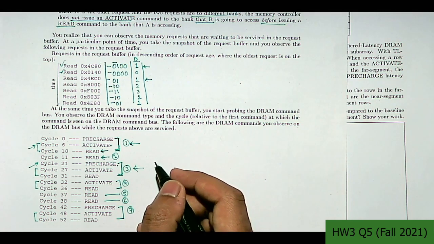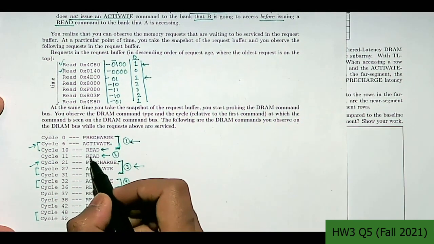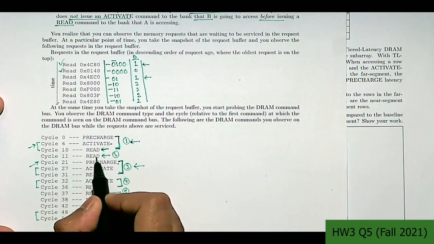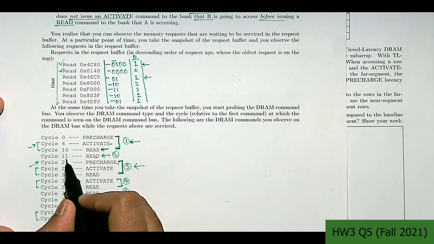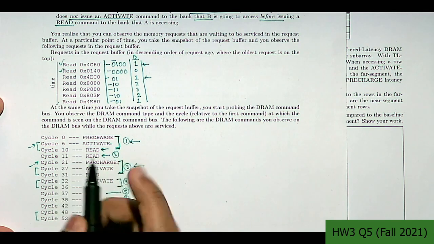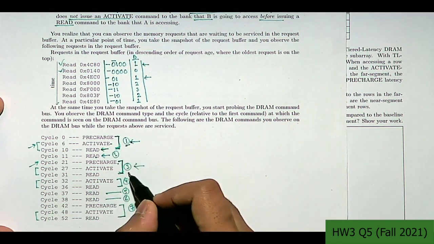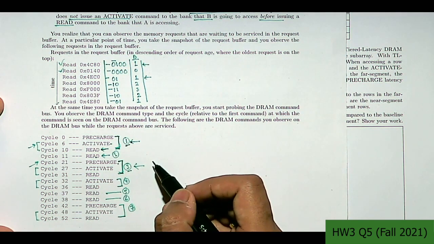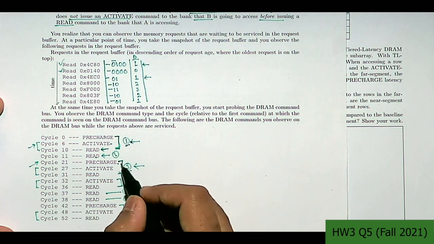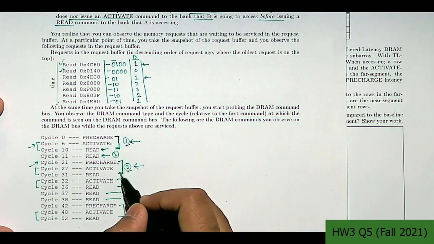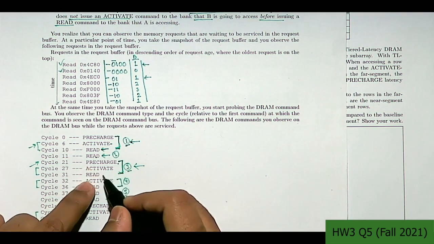Yeah, that's true. But in this case, we know that these read requests actually happened in cycle 11, and before cycle 21 you don't have any other request. That's one hint you actually have, and you know that request number 1 and request number 3 went to the same bank, right? And request number 3 initiated a sequence which is pre-charge, activate, and read.